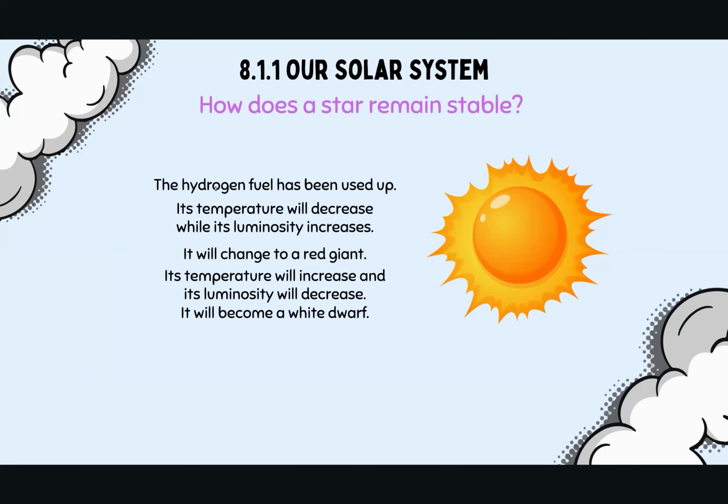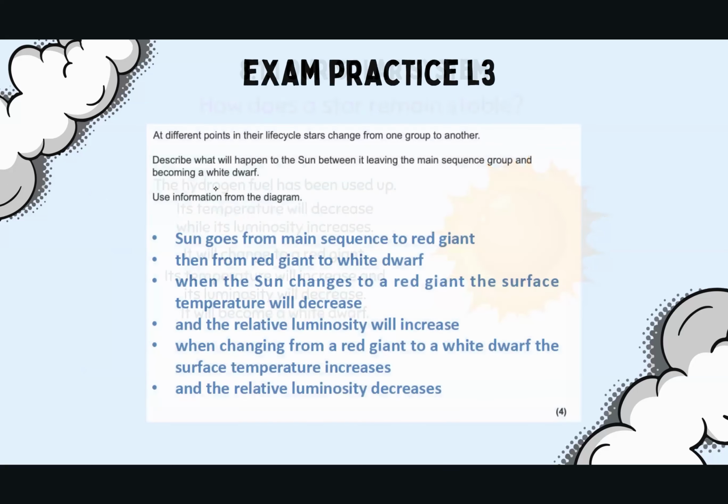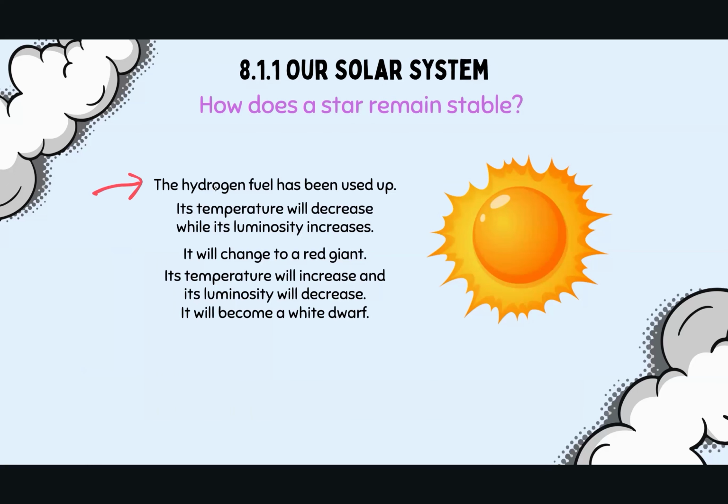So how does a star remain stable? So the hydrogen fuel has been used up. It's being used up. So this is what will happen after the stable phase. So at the moment we are in a stable phase. Our star is in a stable phase for another billion years or so, potentially.